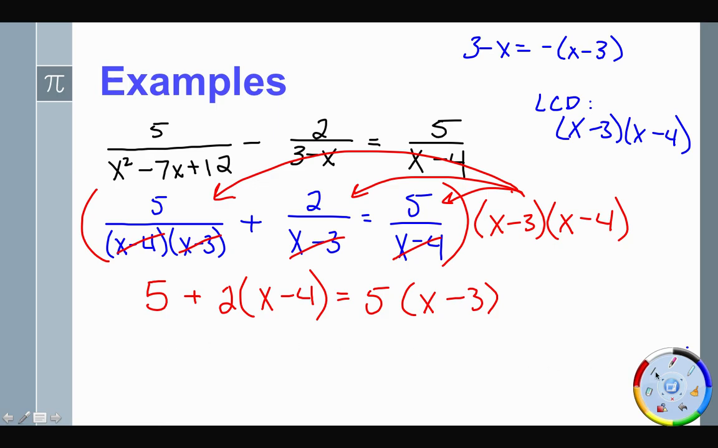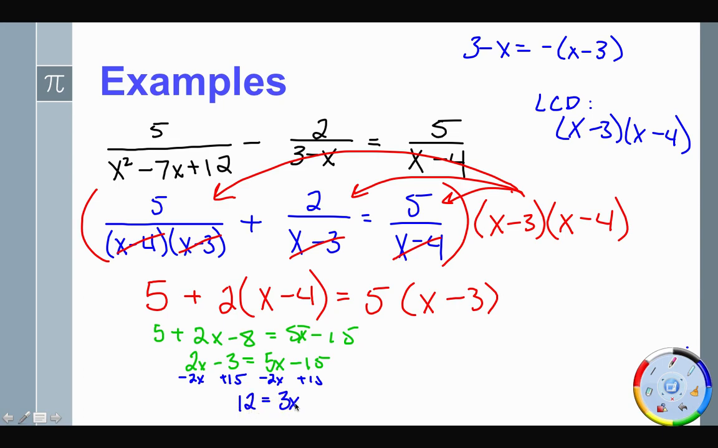So now I can go and do the simple algebra here. I can say 5 plus 2x minus 8 is equal to 5x minus 15. And then I'm gonna simplify this over here. I'm gonna say this is 2x minus 3 because 5 minus 8 is negative 3. I'm gonna say this is 5x minus 15, and we're going to finish this up by subtracting 2x. And we're going to add 15 to get to the 15 on the other side. And negative 3 plus 15 is 12. This is equal to 3x. And we divide by 3, and therefore x is 4.